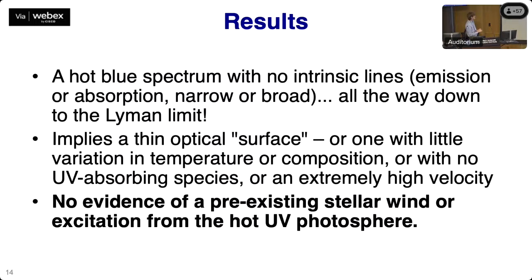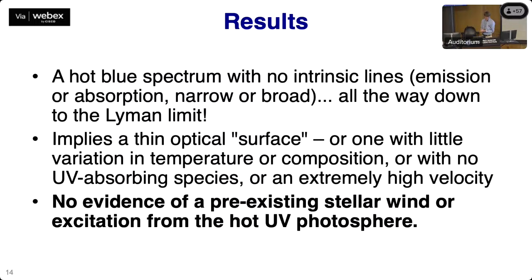So to sum up here, what we have is a hot blue spectrum with no intrinsic lines: no emission lines, no absorption lines, no neutral lines, no broad lines, basically all the way down to the Lyman limit and a little bit past Lyman alpha. So what does that mean? Okay, you have to go back to your radiative transfer and scratch your head and think a little bit. And, you know, this is still a work in progress for figuring out everything this implies.